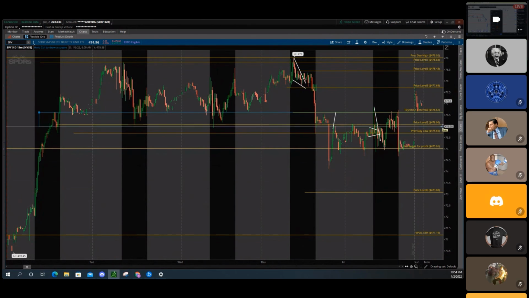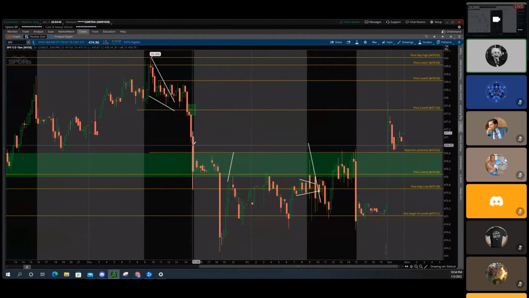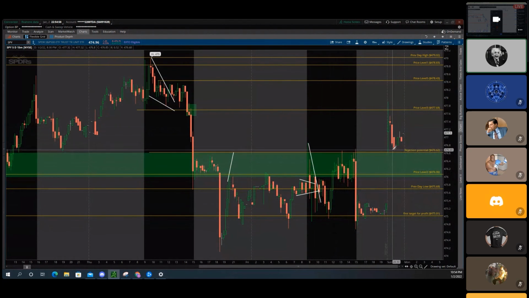So here's this level that we had. We call this rejection potential. If you see here, I think we said that this was a pre-market. If you guys recall, we said that it's going to go here, and if it comes, it's an easy short. I don't know if you guys recall this from Friday. I do, but I don't know if you guys do. So it came here, and look, that was an easy short again. But now, where did they gap it up, right?